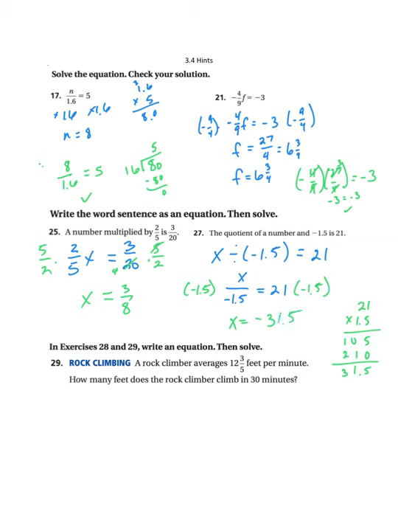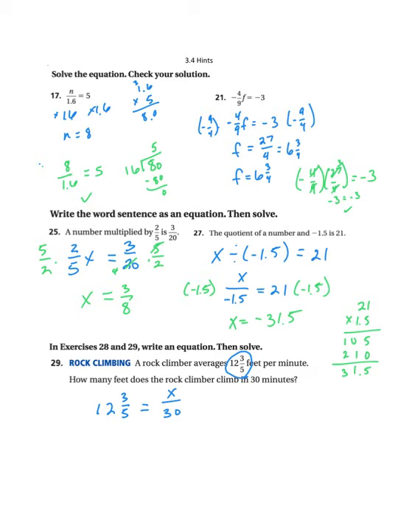All right, and next it says a rock climber averages 2 3/5 feet per minute. How many feet does the rock climber climb in 30 minutes? All right, so in this one, I'm told that I have 2 3/5 feet per minute. And we're going to say that's equal to some number of feet divided by 30 minutes. So this is our equation.